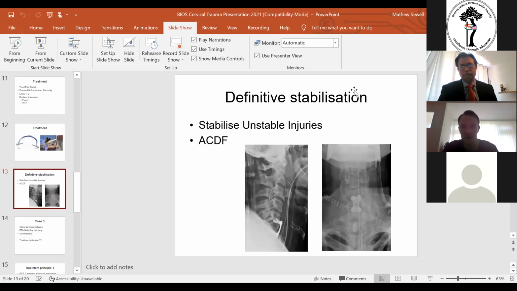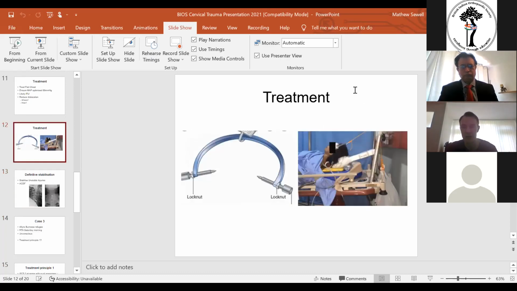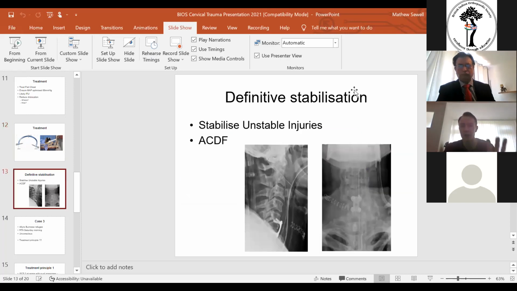So this is the definitive stabilization. That's how we reduce it on the ward or in theatre, assessing the neurology, and then we stabilize it, principle 5, because this is an unstable injury because it's so displaced, it's a dislocation. The operation we do is an ACDF, anterior cervical decompression and fusion.